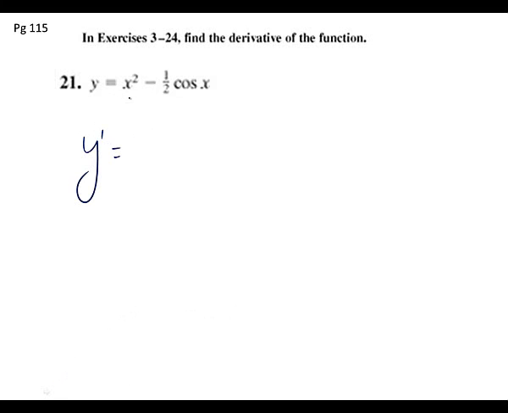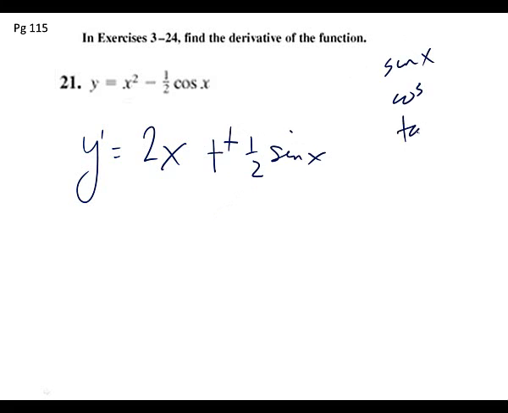All right. What's the derivative of x squared? 2x, and the derivative of cosine is what? Negative sine x. The double negative is going to go positive. You do need to know the derivative of sine, cosine, tangent, cotangent, secant, and cosecant.